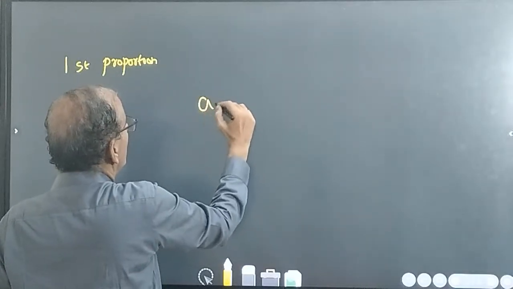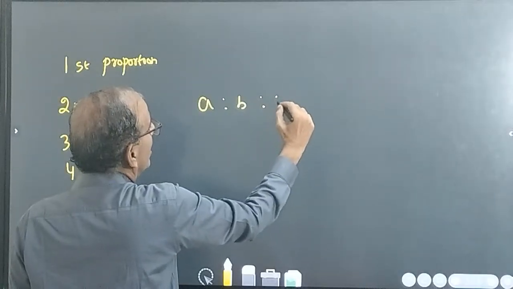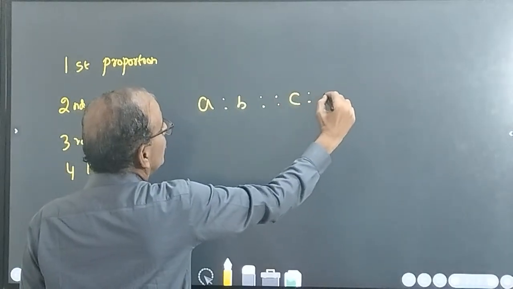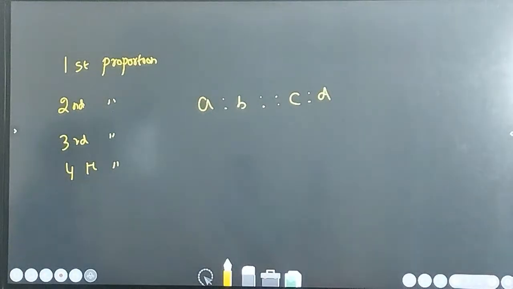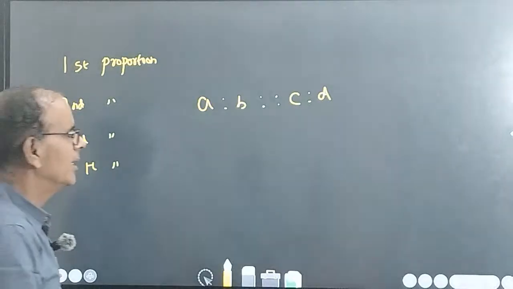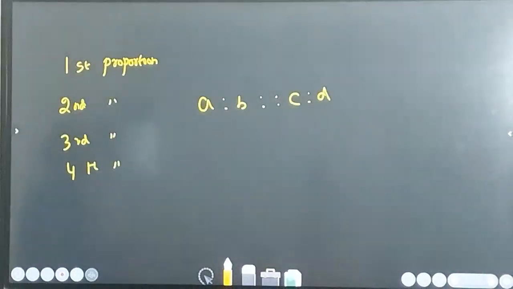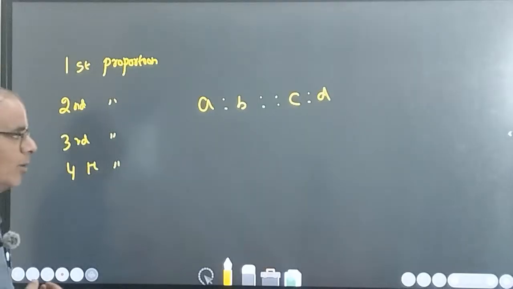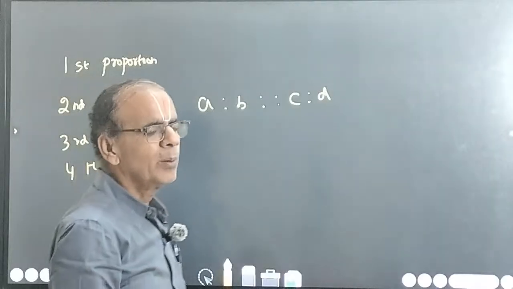Suppose A is to B is in proportion to C is to D இருந்தால் A க்கு பேர் என்னன்னு கேட்டா first proportion, B க்கு பேர் என்னன்னா second proportion, C க்கு பேர் என்ன third proportion, D க்கு பேர் என்னன்னா fourth proportion. 1, 2, 3, 4. You need not remember the formula.